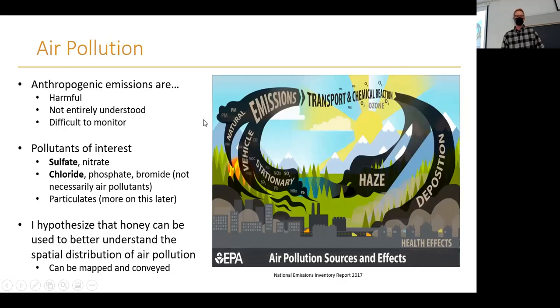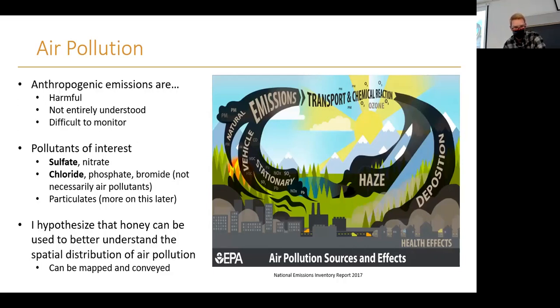And some pollutants of interest include sulfate and nitrate. These are mostly generated through fossil fuel combustion, and then transported into the atmosphere where they interact and evolve into new substances that can have harmful effects when they come back down and deposit on the surface, or they sit above as haze.